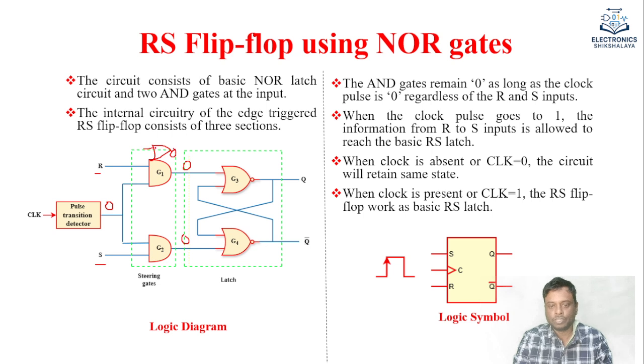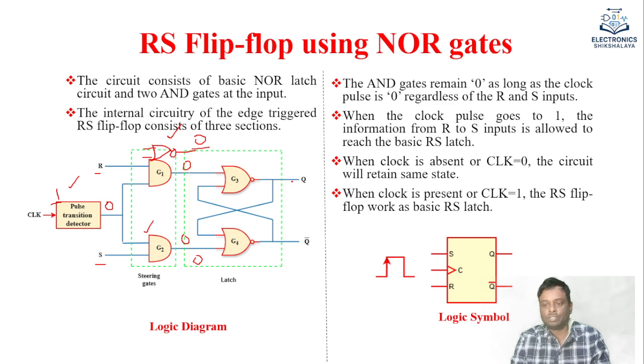Suppose the clock is present. The speciality of a NOR gate is that if there is a 1 at its input, it forces the output to be 0. So if the clock is present and we replace G1 and G2 by NOR gates, the output of G1 and G2 will be 0. G1 is a NOR gate and G2 is a NOR gate, so the circuit will remain in the same state.